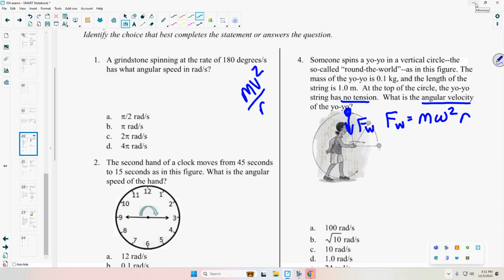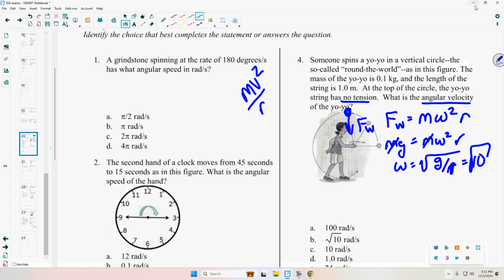Anyway, once we do that, we say that mg equals m omega squared r. The m's cancel out, and then I solve for omega. That's the square root of g over r. And the answer was, well, 10 over 0.1, the square root of 100. It was 10, right? 10 radians per second? Is that the answer? Did I do that wrong? Oh, the radius is 1 rather. So it's 10 over 1, so it's the square root of 10.